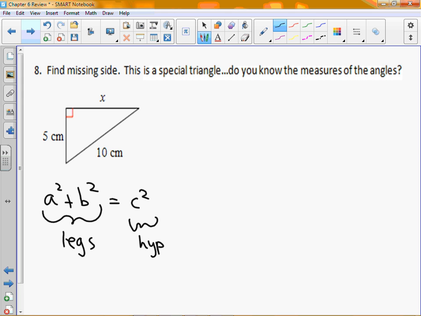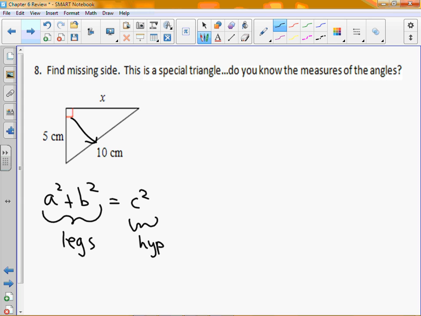In a triangle, how can you look and tell which one's a leg and which one's a hypotenuse? That's always opposite the right angle. That's always the longest side. The reason that's the longest side is because it's opposite the largest angle. In a right triangle, the largest angle has to be the 90-degree angle.